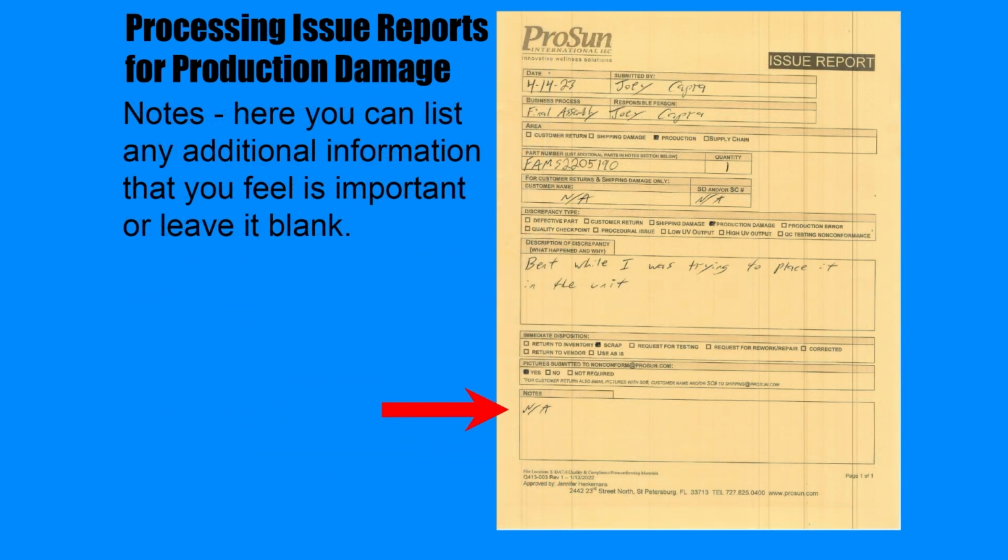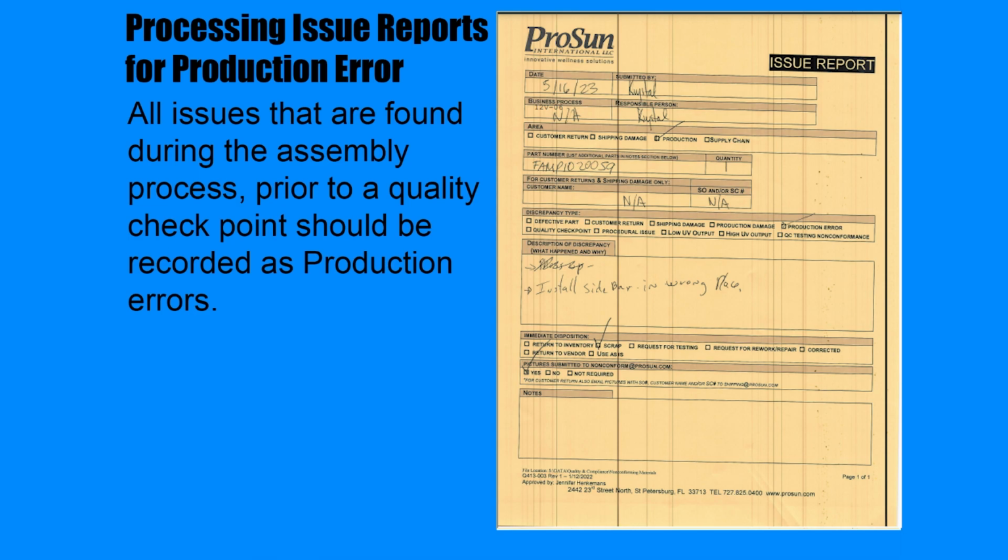In the notes section, you can list any additional information that you feel is important or leave it blank. All issues that are found during the assembly process prior to a quality checkpoint should be recorded as production errors.